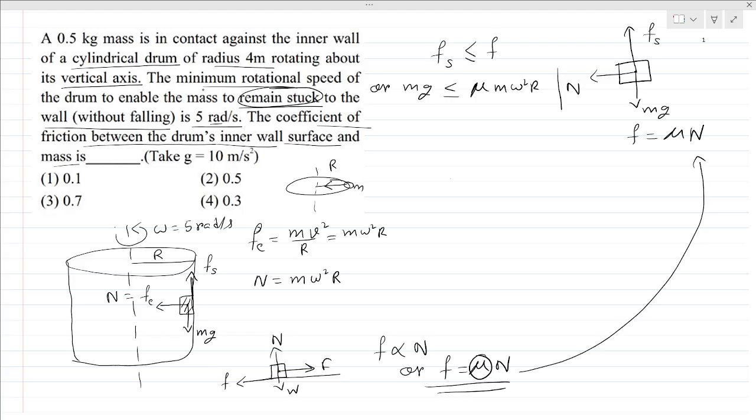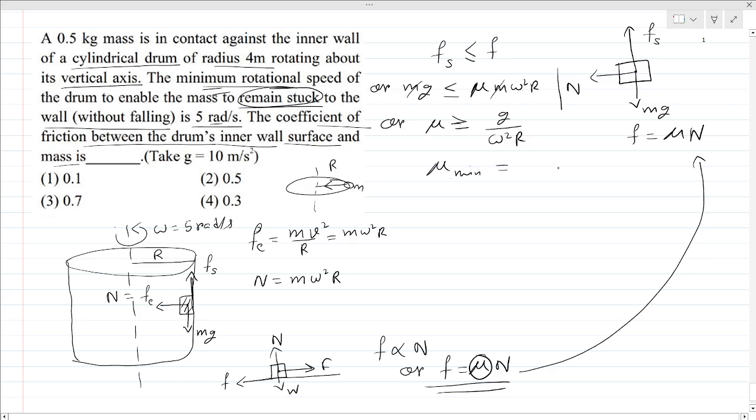Now, what is the minimum rotational motion? So this is the minimum. You can say that mg, the weight of the object, will be less than or equal to f, that is mu m omega square r, then it will be minimum. So from here we can calculate, m cancels out. We can write that mu is greater than or equal to g by omega square r. It is preferable to write greater than or equal to rather than equal. Now we can write mu minimum. What is the minimum value? That will be g by omega square r.